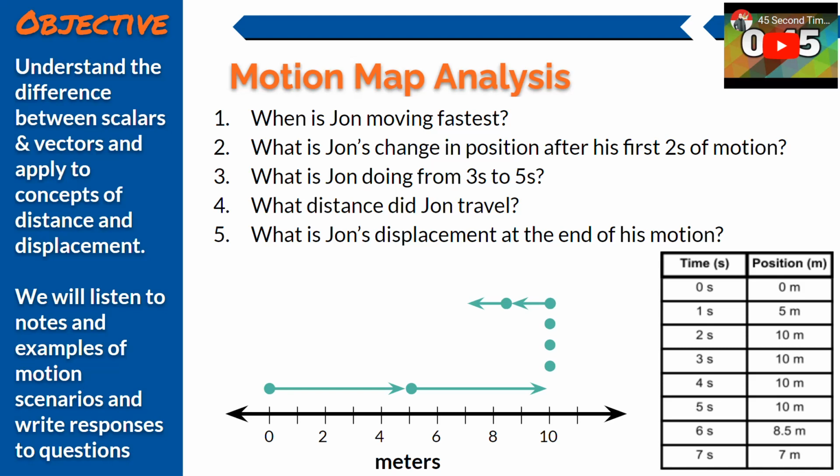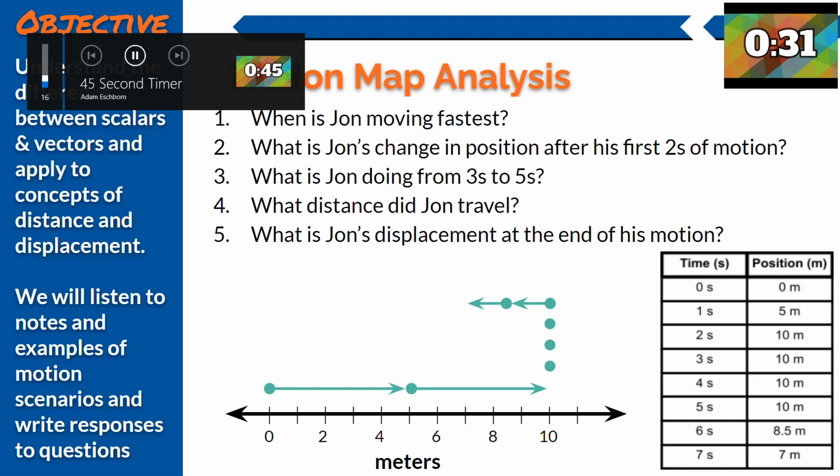What is John's change in position after his first 2 seconds of motion? What is John doing from 3 seconds to 5 seconds? What distance did he travel? And what is his displacement at the end of his motion? So I would like you to see if you can discuss these. A lot of this was answered in the reading as well. I'm going to set a timer for 40 seconds because that's a few questions to answer. So talk with your group, and I'm going to call on some people when the timer goes off. Definitely talk to them if you're not sure.